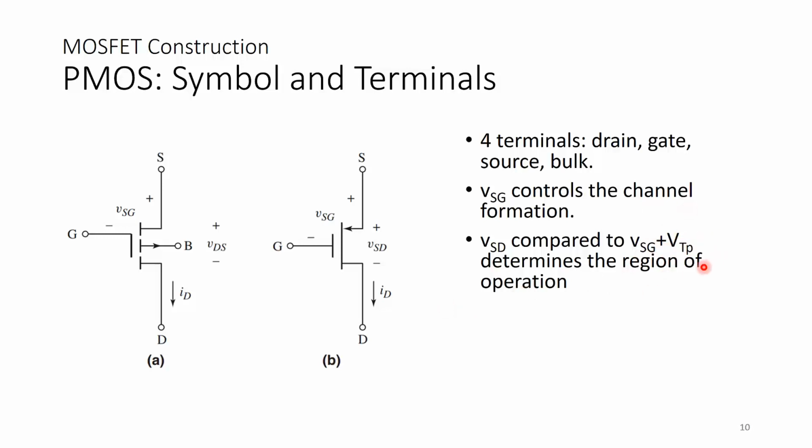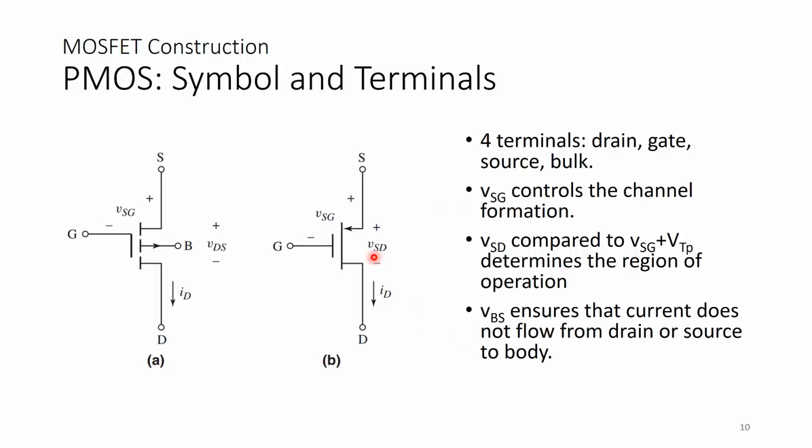Usually the threshold voltage VTP is negative in the device models. Anyway, VBS, the bulk here, would usually be tied either to the source or to the highest terminal, the highest biasing in the circuit, to make sure that the regions between the source and drain are reverse biased with the body, so that current does not flow from drain or source to body. Because it's the same across all transistors, we assume that it's been taken care of, and we will only consider these 3 terminals.